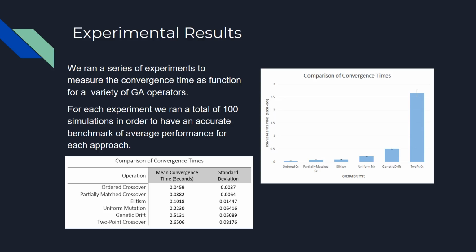So of the implemented methods, ordered crossover vastly outperformed everything else. Its mean convergence time was 0.04 seconds, which is twice as fast as its nearest competitor, which would be the PMX, and over 50 times faster than two-point crossover. We found that crossover in general was a much more applicable method than the actual mutation, and we're not really sure about why, to be honest.